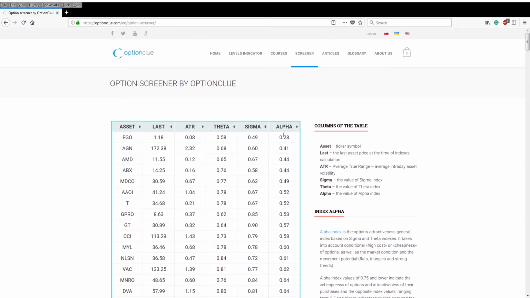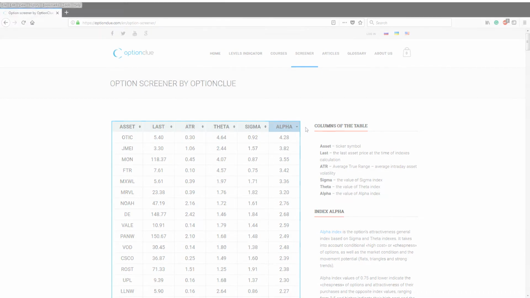Low Alpha values show the cheapest underlying options that are worth buying with the greatest movement potential. High index values indicate the most expensive underlying options that are worth selling, with the lowest movement potential. Alpha index is self-contained and can be used to analyze the general attractiveness of assets to buy and sell options and option combinations, straddles and strangles.